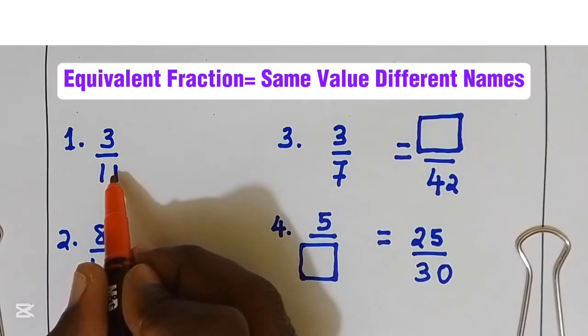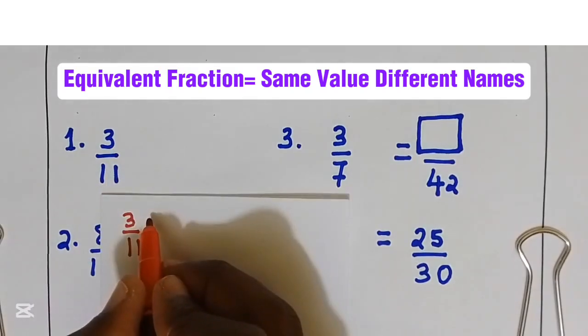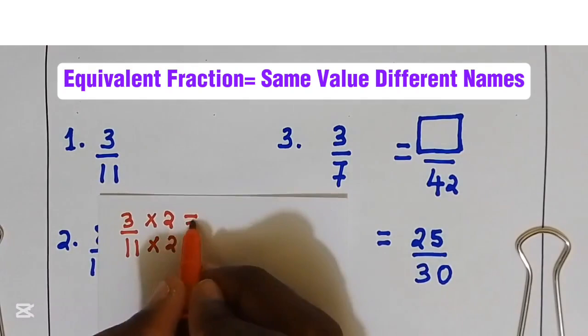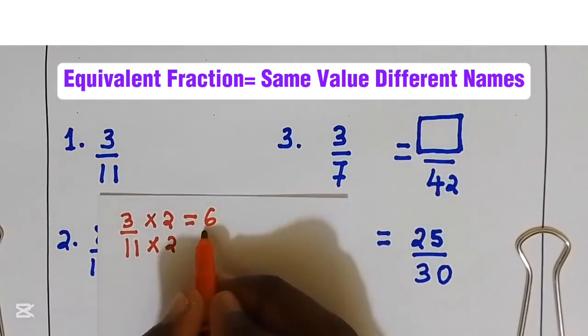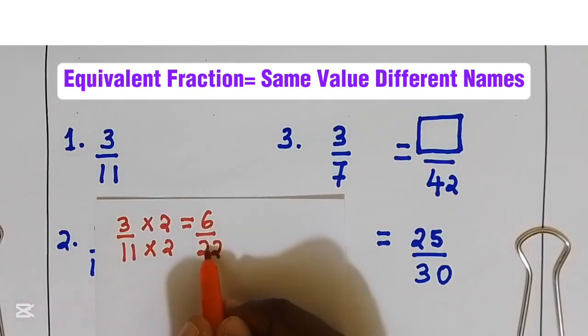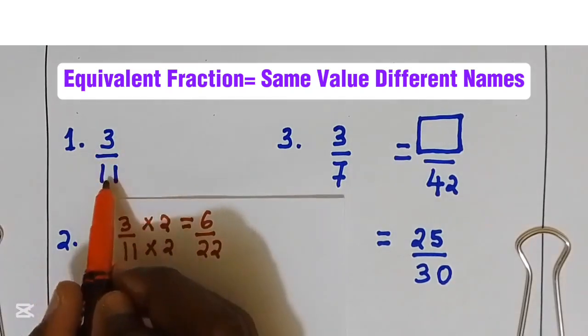We need to find the equivalent fraction of 3/11. Let us start by multiplying the numerator and denominator by 2. Multiply by 2, and here multiply by 2. We are going to get 6/22. 6/22 is an equivalent fraction of 3/11.